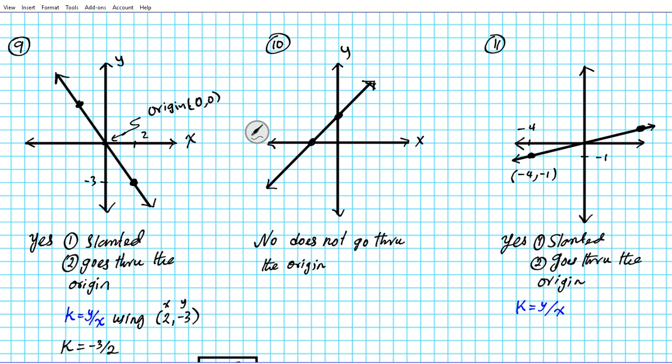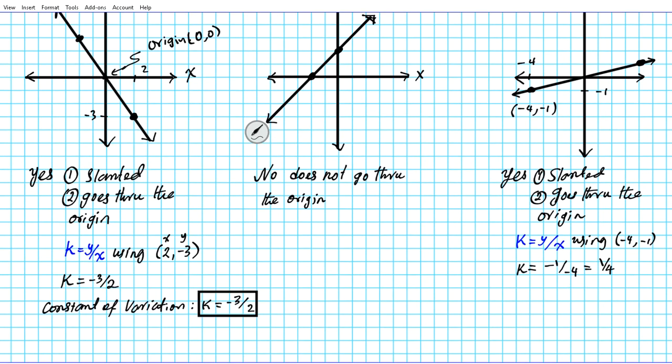Alrighty. Okay, so in order to find the constant of variation, we're going to be using the point negative 4, negative 1 to do the calculations. So k is going to be y over x. y is negative 1 divided by x, which is negative 4. If you divide that out, you end up with 1 over 4. So your final answer, the constant of variation, which is k, is 1/4. So there goes the answer to number 11.